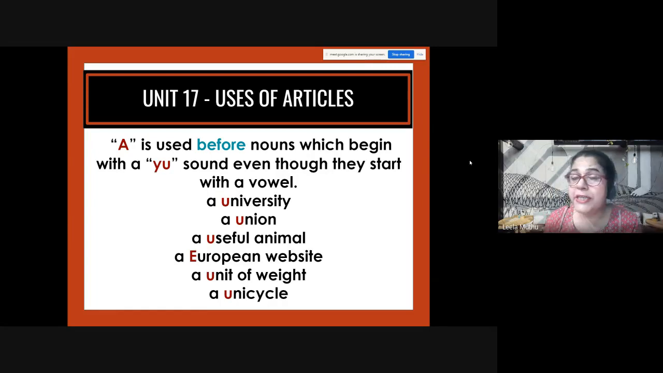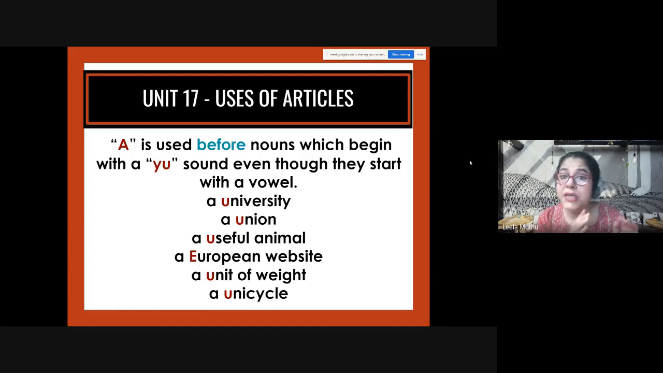There's an exception in this case. Take the words university, union, useful, European, unit, unicycle. All of them start with U. They are all vowels, right? But listen to the sound. When you take U in university, it gives a y sound, and Y is a consonant.